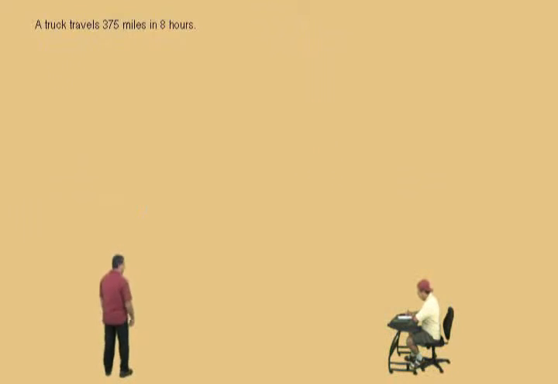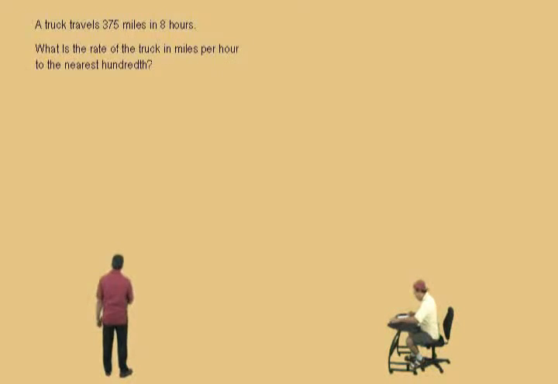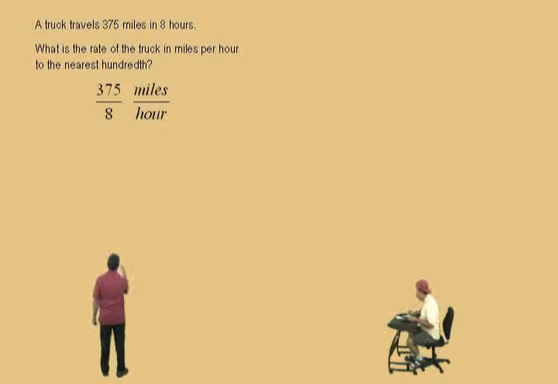Here we go right here. A truck travels 375 miles in 8 hours. So read the question carefully, Charlie. What is the rate of the truck in miles per hour? And then round to the nearest hundredth here. So we want the ratio of miles per hour, which means miles over hour. So here we go, 375 miles over 8 hours. And now we get our calculator out and do 375 divided by 8. And what do you get, Charlie?